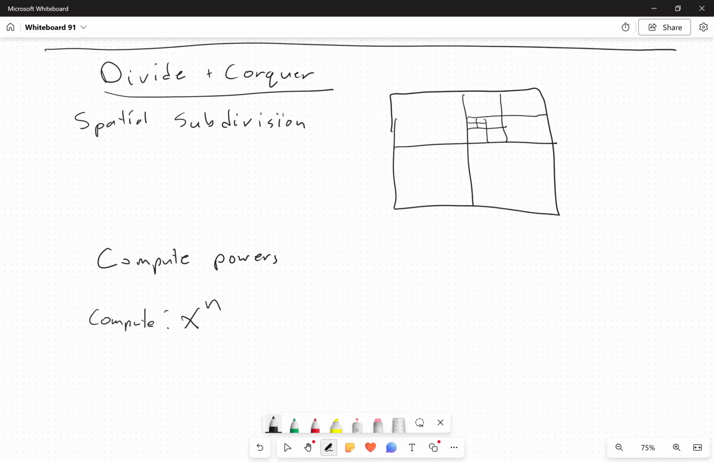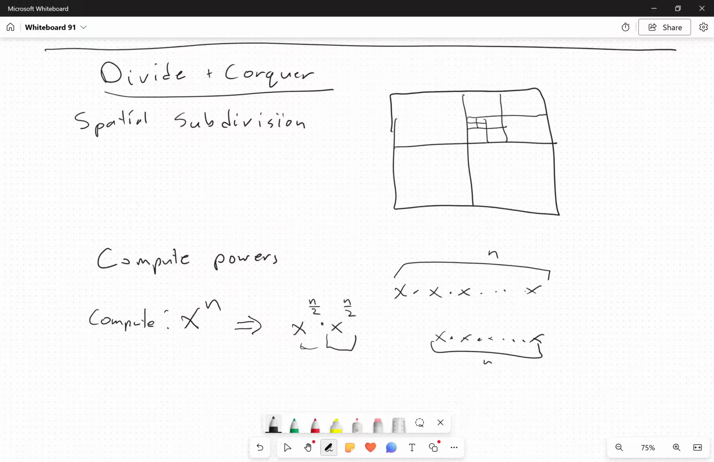So if we want to compute x to the n, one thing we could do is take x times x, all the way, times x, and you do that a total of n times. And obviously that's going to take a really long time. But it would be a whole lot faster if we instead converted this, and let's just assume n is even for now, into x to the n over 2 times x to the n over 2. Now we only have to compute this once, and we reuse it for the other one. So now we've computed x times x times x, and so on, and we only had to do it n over 2 times. And then we square that number.